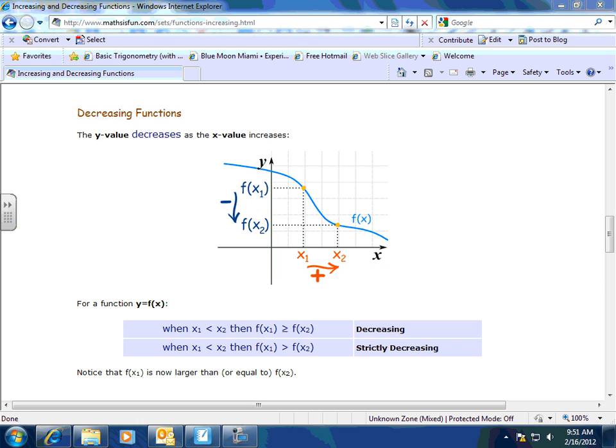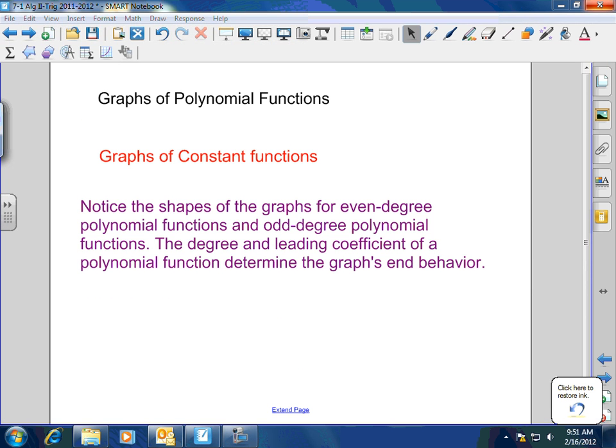Okay, awesome. Good job. So notice the shapes of the graphs for even degree polynomials and odd degree polynomial functions; we already did that, and you guys did a great job. Now, what I have to follow up with is letting you know that the degree and the leading coefficient of the polynomial function determine the graph's end behavior.